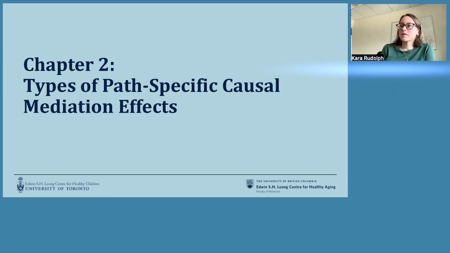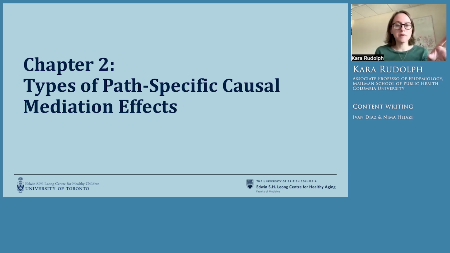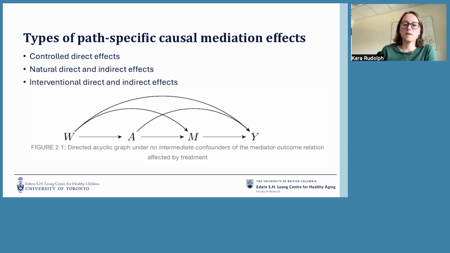So now we're going to talk about the second section, which is different types of causal mediation effects. These are also called different estimands in the literature. So different types of causal mediation effects, different causal estimands. Same thing. We're going to talk about three general types: controlled direct effects, natural direct and indirect effects, and interventional direct and indirect effects.